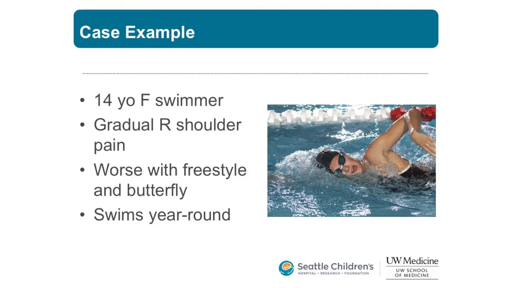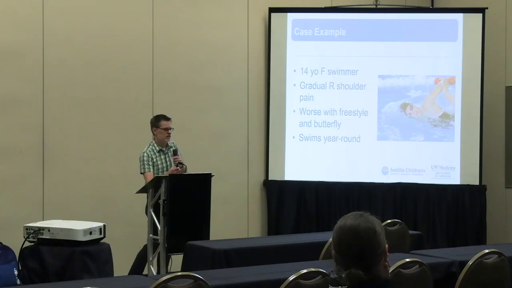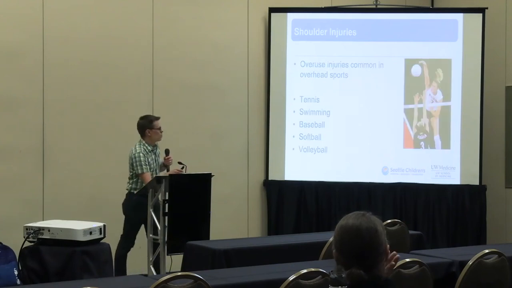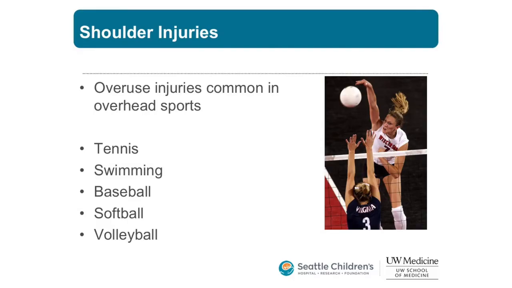Moving on to shoulders, the upper body, okay? Here's another classic example. We see this a lot. A 14-year-old swimmer, gradual right shoulder pain. It's worse with freestyle and butterfly. Like many swimmers, this swimmer swims year-round. We're thinking about what that might be.